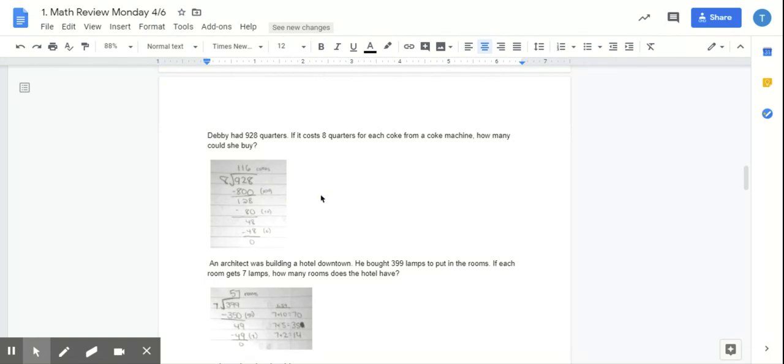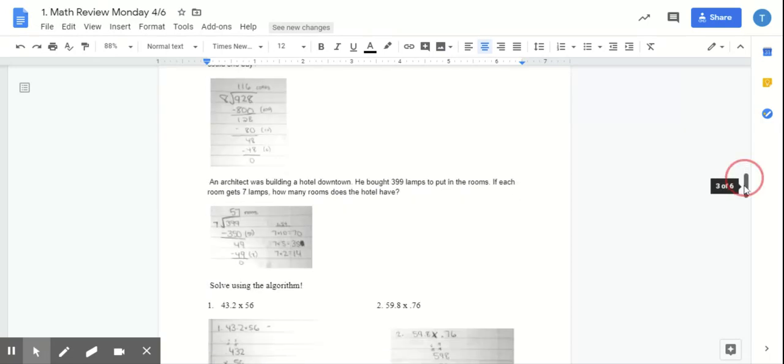So I did basically repeated subtraction with bigger groups. I did 928 divided by 8. The first group I did was subtracting 800 because I already know 8 times 100 is 800. So that leaves me with 128 left over. And then I subtracted another big group of 80, which is 8 times 10. And then I have 48 left over. And then I did 6 times 8 for 48, which leaves me to buy 116 Coca-Colas with 928 quarters. All right.